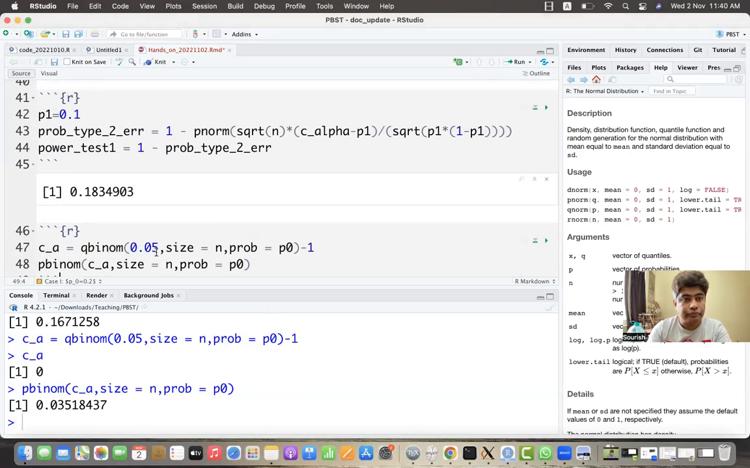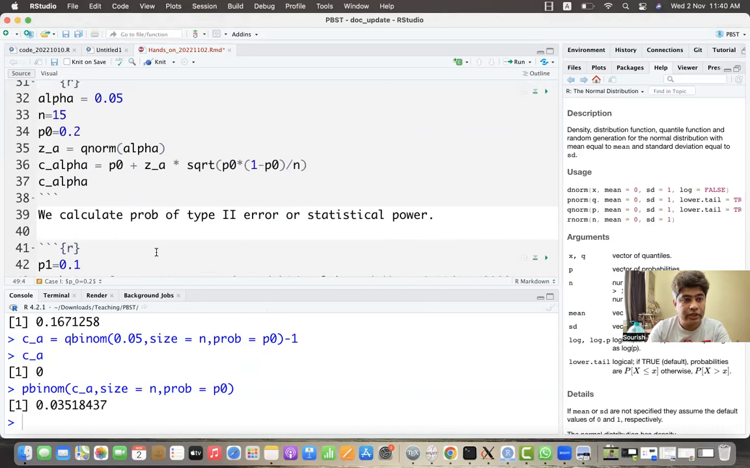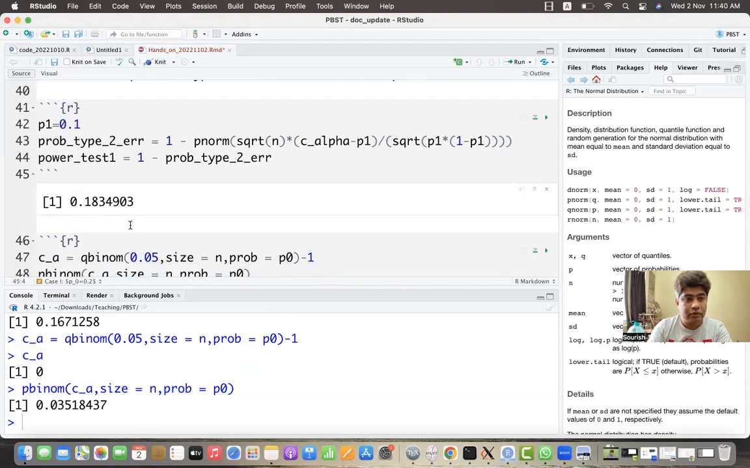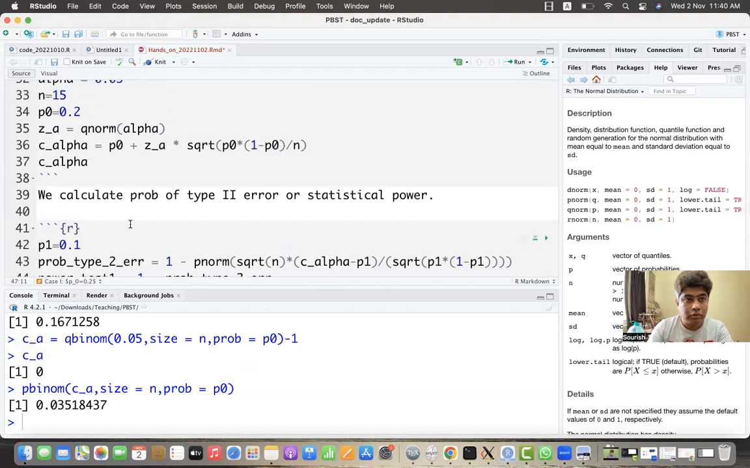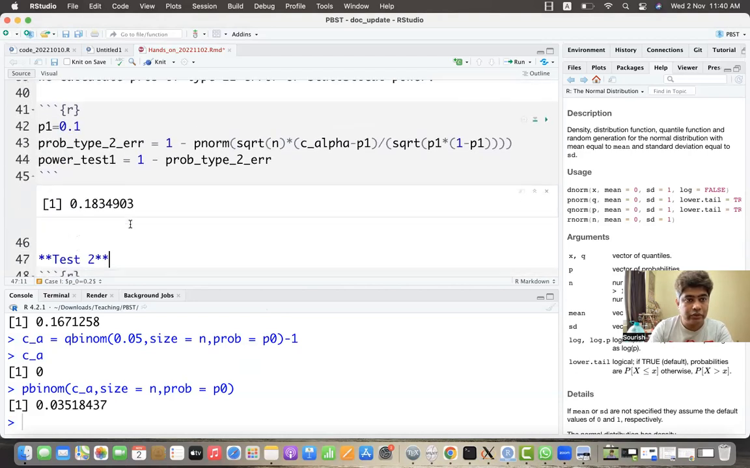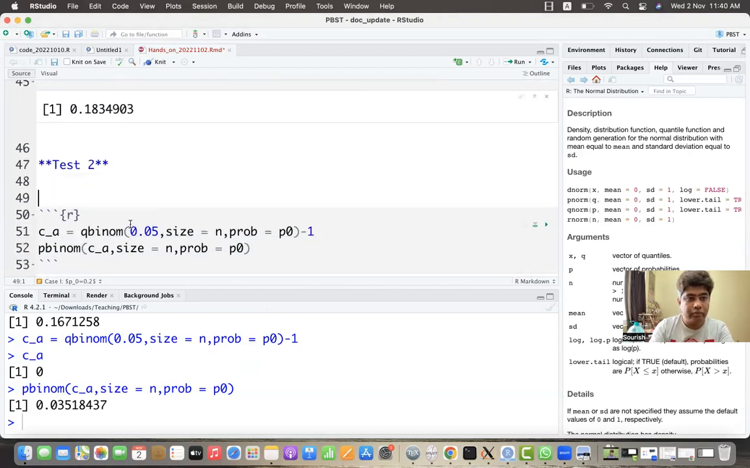So this is test 1 and this is for test 2. Right? Yeah, test 2. This is the critical point.